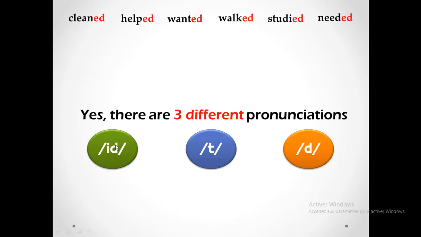It is a sound. It is not a letter. id, this is ت. It is not t. It is ت. And this is د. It is not d. It is د.